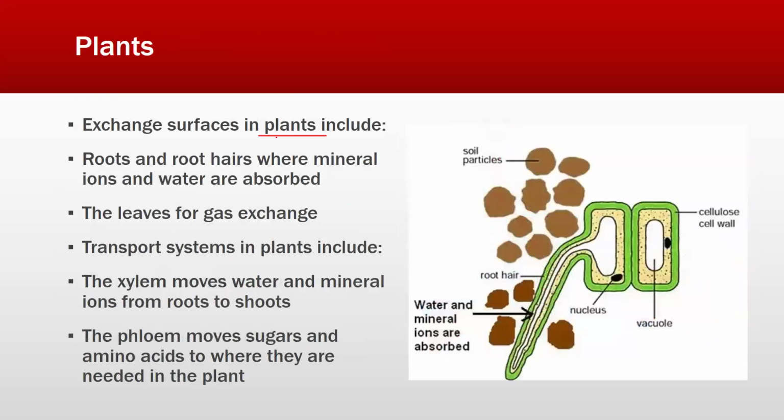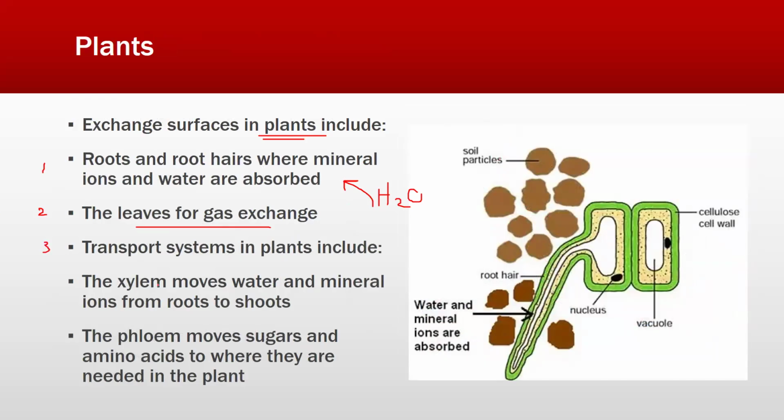If we talk about plants, we have the roots and root hairs, which absorb water and different mineral ions from the soil. We have the leaves and stomata for gas exchange, with oxygen produced in photosynthesis leaving, and carbon dioxide taken in for photosynthesis as well.